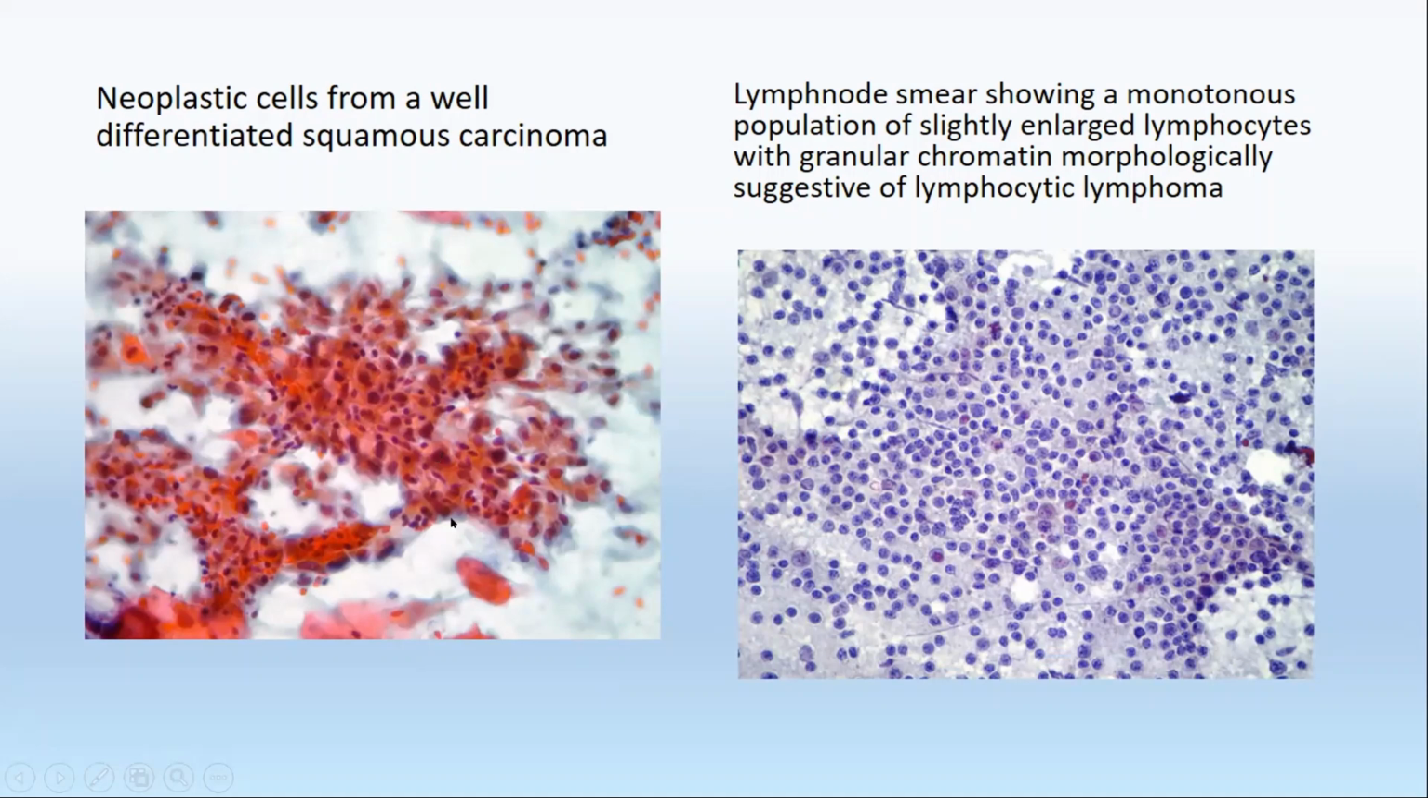We know this is different from other organs, and they are in clusters. So it is a metastatic carcinoma. So this is another aspiration from the lymph nodes.